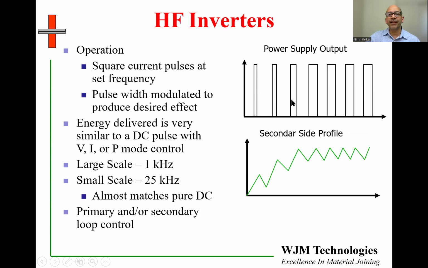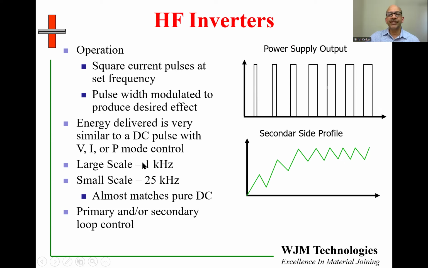And the width of each pulse will essentially control the energy in the secondary. So narrow width means low energy, higher width means higher energy. Here again, we can control the output in all forms of control modes, voltage, current, or power.